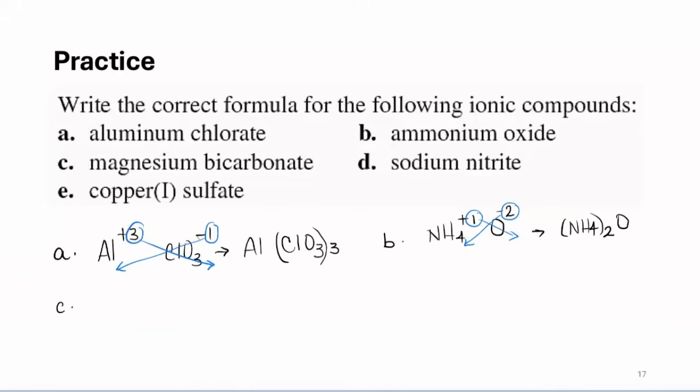In letter C, I have magnesium bicarbonate. Magnesium has a charge of +2. Bicarbonate is HCO3 -1. When I make the value of the charge the subscript, I notice that as a final answer, this is going to be Mg in parentheses HCO3, subscript 2.